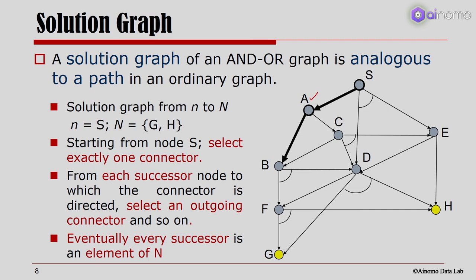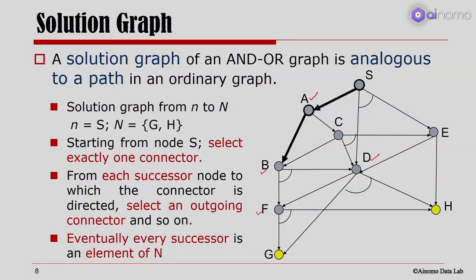Now it is interesting. If you focus your attention on the node B, you would realize that B has a 2 connector leading to nodes F and D. What this means is that in order to solve B, I need to solve F as well as solve D. So next, I follow that 2 connector, arrive at F, arrive at D, and look for a solution to F and D. The next node to be expanded is D, and now again we see that D is a 2 connector leading us to G and H.